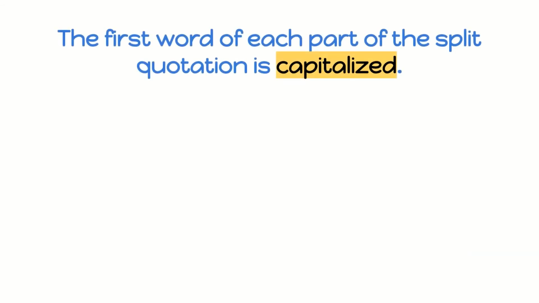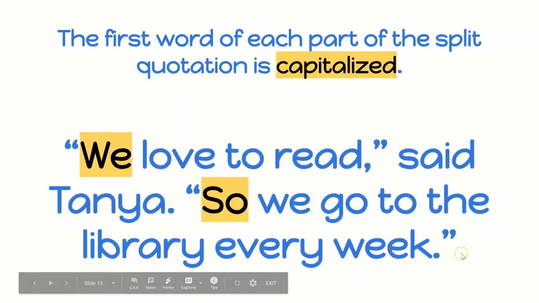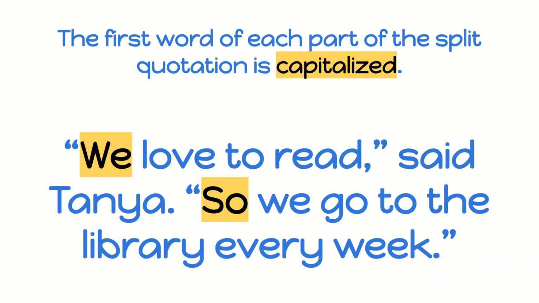Keep in mind that the first word of each part of the split quotation is capitalized. Again, whenever you start a quotation, that first word is capitalized. So taking a look at "we love to read," we see that the W in "we" is capitalized because that is the first word starting that quotation. And we see that the S in "so" for "so we go to the library every week" is also capitalized because "so" is the first word in that set of quotation marks.